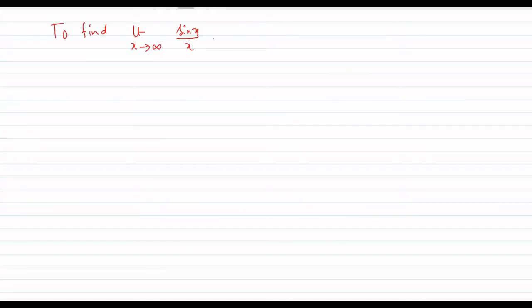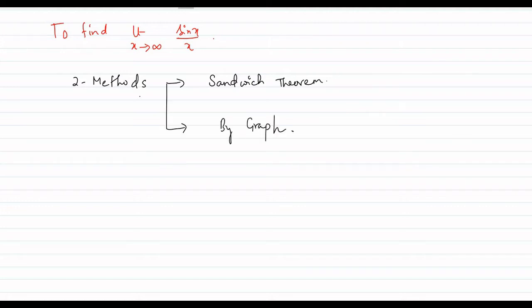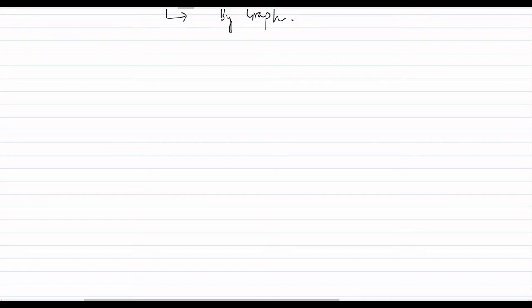Well, now we need to find limit x tends to infinity sin x by x. Okay, now we will discuss this problem with two methods. One we will do with Sandwich Theorem. You can watch my full video on Sandwich Theorem by following the link which comes above the right hand corner. And the second method will be graphically. So we will now try to find out by method 1, which is by using Sandwich Theorem.